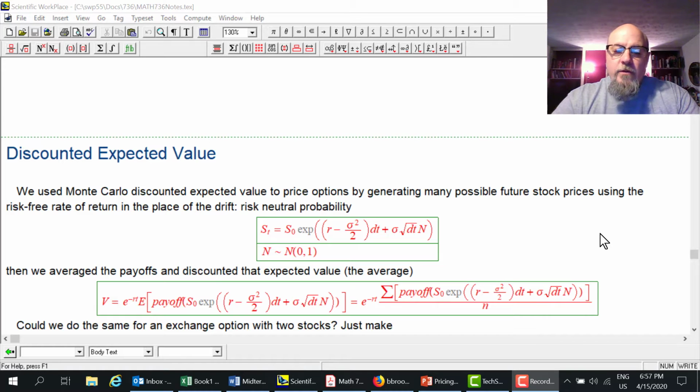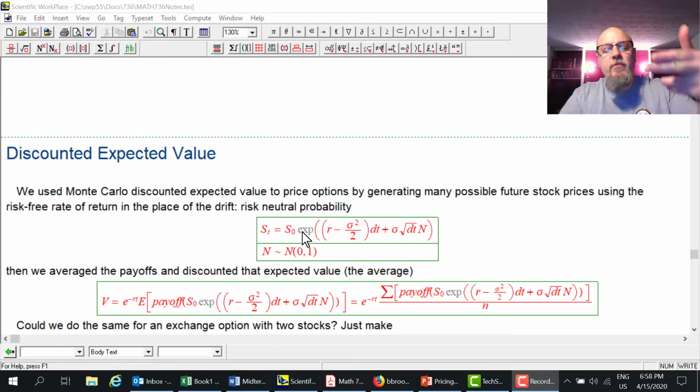So we're talking about that exchange option. One of the easy ways we priced weird options, when there was an option that was only dependent on one stock, was the discounted expected value. In those cases, we used Monte Carlo. So we generated many possible future stocks using S naught as our starting stock price, e to the... This is the same thing as how we would grow a stock, but we replace the drift rate with the risk-free rate of return because we wanted risk-neutral pricing.